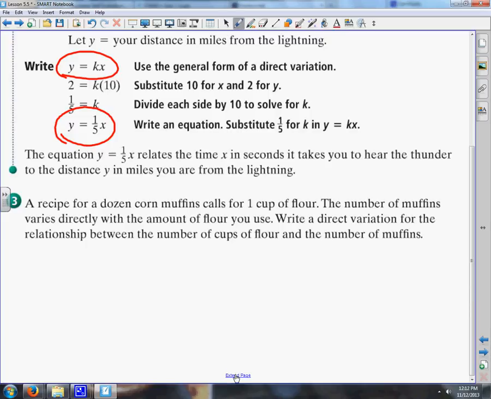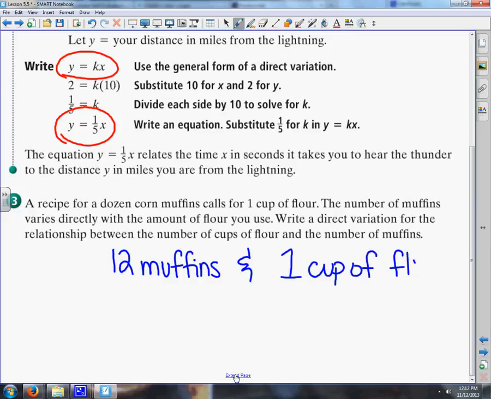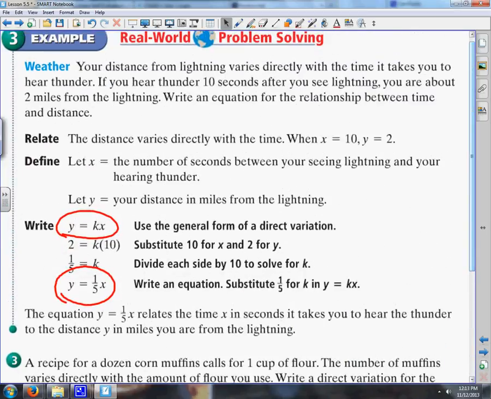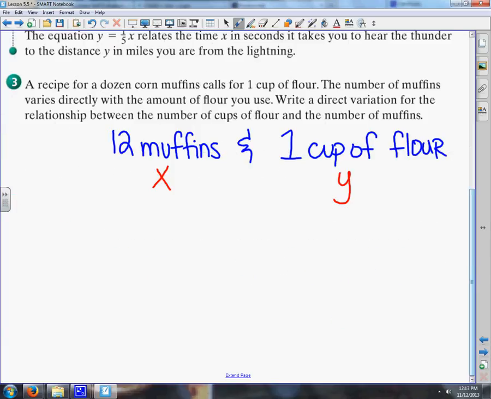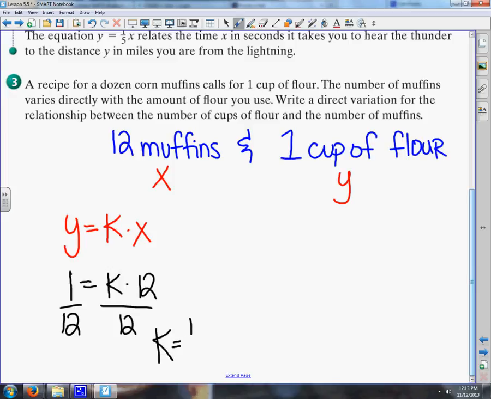Okay, so you got to look at here. You have 12 muffins and 1 cup of flour. If you look back at this problem that we just did, they started with the thunder is 10 seconds and the lightning is 2 miles. So they put whatever came first was the x, and then whatever came second was the y. So if I go back to this, my muffins would be my x and my cup of flour would be my y. So then I have my y equals k times x. I'm going to plug in 1 cup of flour equals k times 12 muffins. I divide both sides by 12, so k equals 1/12.